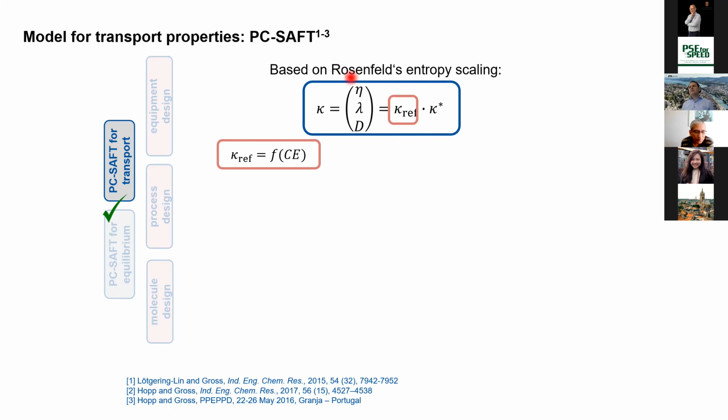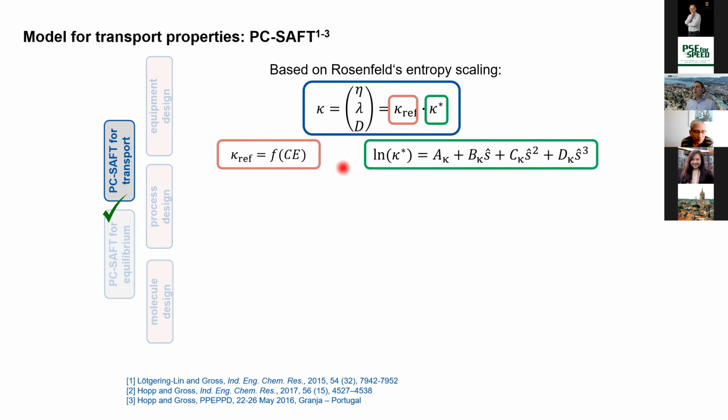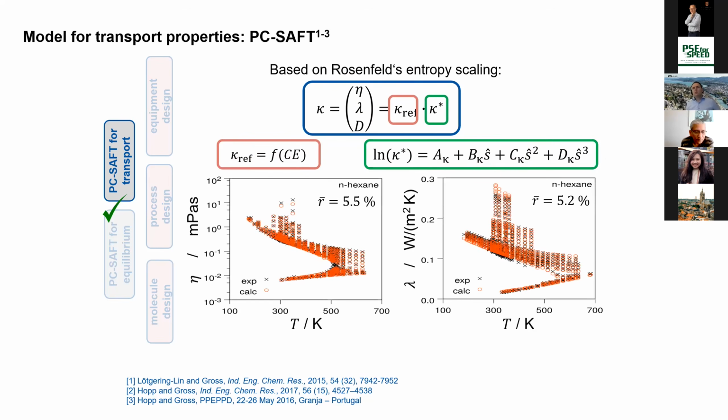What you need is to introduce a reference value for your property. So these are like ideal gas values for viscosity and so forth. And then we have polynomials in the entropy, given by S. So this value I know from the ideal gas, and this value I can compute from my PC-SAFT equation, the residual entropy. Then I suddenly can compute viscosity and heat conductivity, as shown here, over the whole state space.